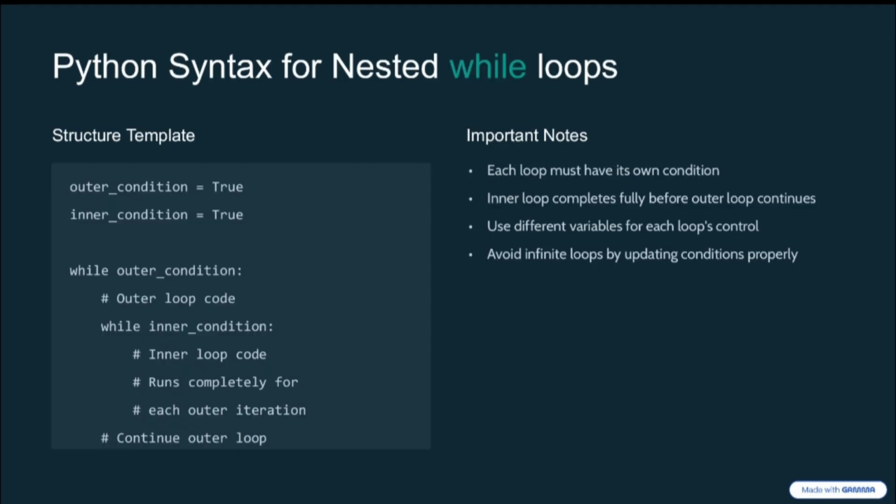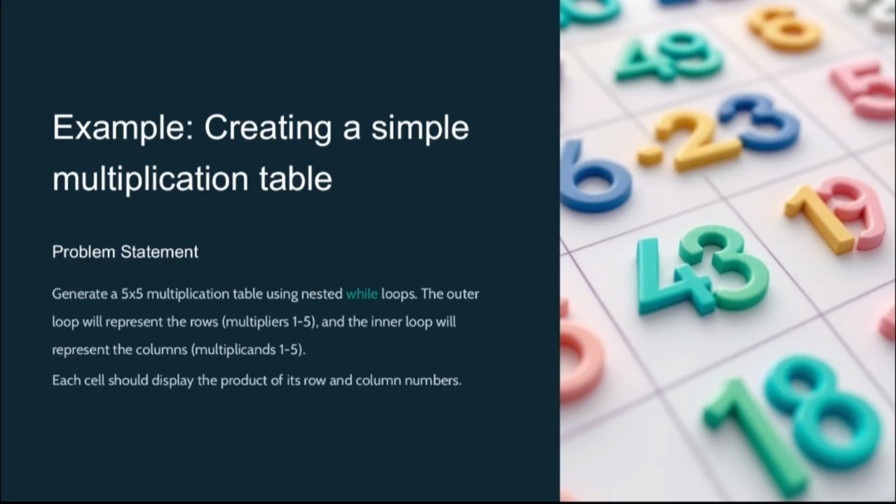The basic structure of a nested while loop is one outer condition, one inner condition, and each loop has its own control variable. Always use different variables, update both loop conditions properly, and avoid infinite loops. These are the important points in the given topic. Let's look at a simple example.